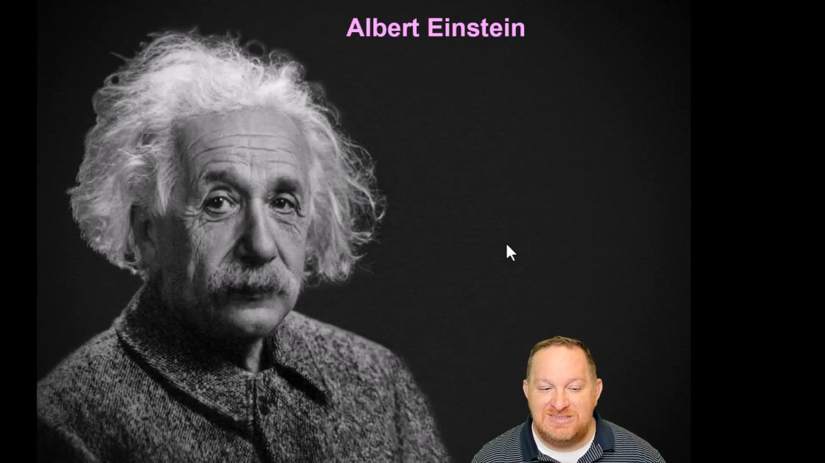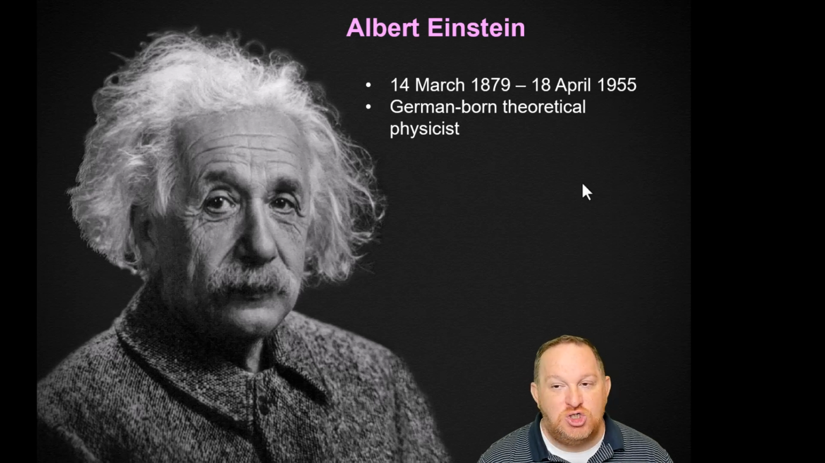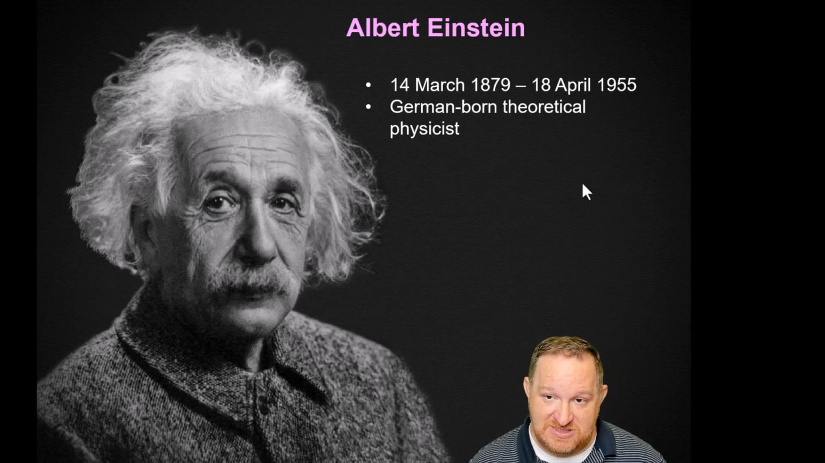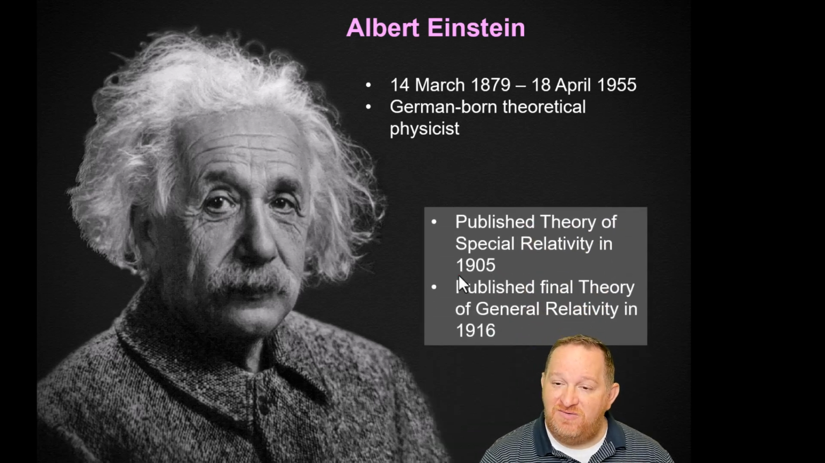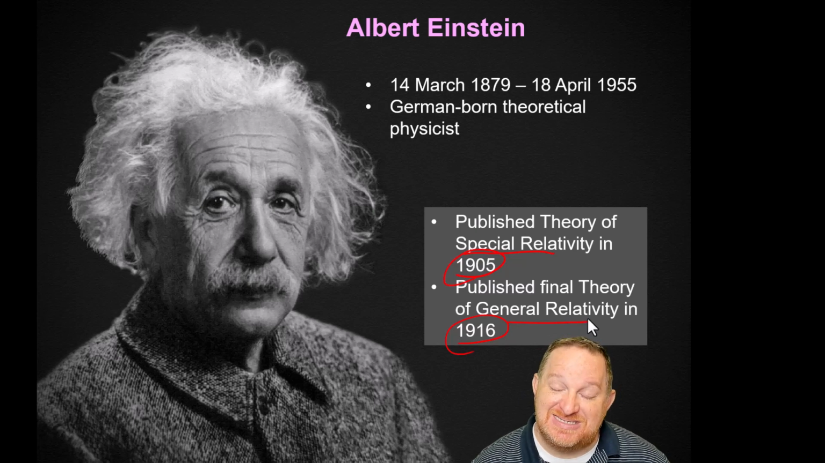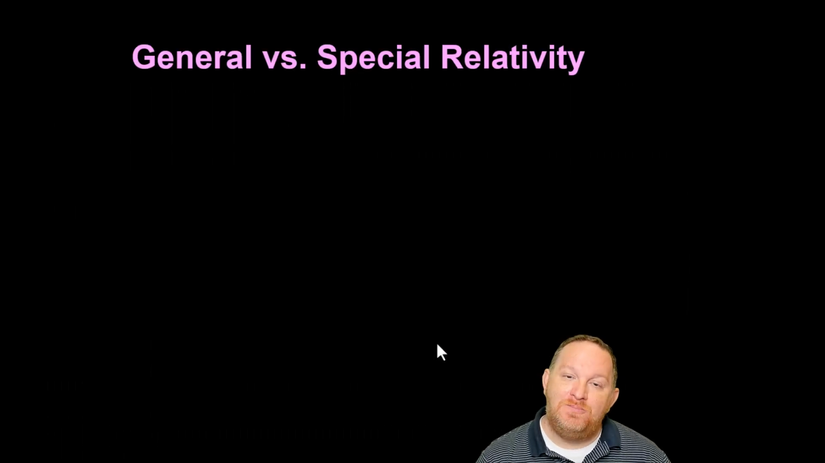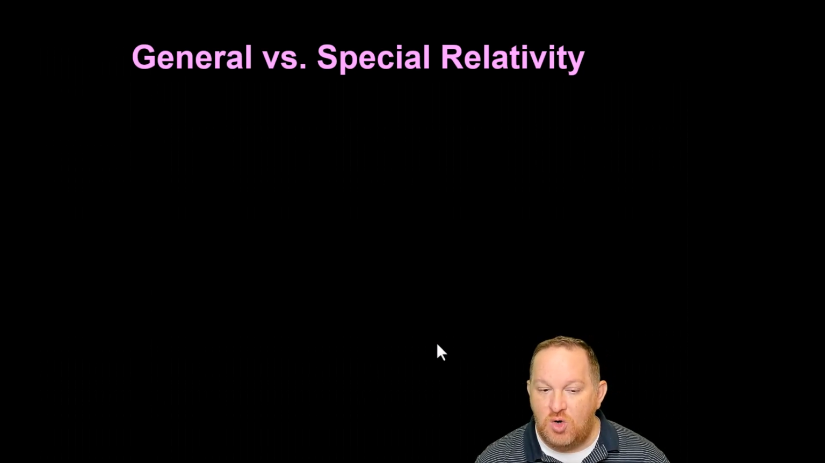So I mentioned Albert Einstein really changed a lot. And a little bit about Einstein. He was born in 1879, lived to about 1955, and born in Germany. And he was a theoretical physicist. So he was very concerned with the theory behind how physics works. In 1905, he published his theory of special relativity and then published a few versions, but finally gave a final version of his theory of general relativity in 1916. So in this video, we're going to look at the difference between special and general relativity and look at some of its applications.